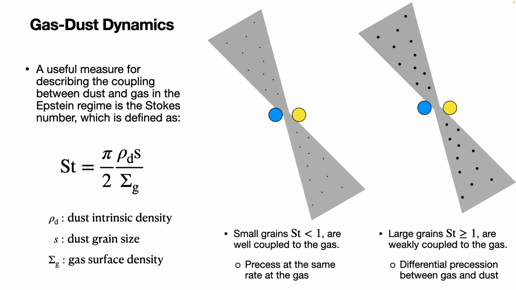But for smaller grains, for your Stokes number less than 1, it'll be well coupled to the gas. And so as the disk precesses, the dust is going to precess at the same rate as the gas, okay? For low Stokes number. But for higher Stokes number, on average 1 or greater, these dust particles are now weakly coupled to the gas. So as this misaligned disk is precessing, the dust and gas are going to precess at different rates because the dust is not well coupled to the gas. Okay, so this differential precession is very important for this talk. So just keep that in mind.